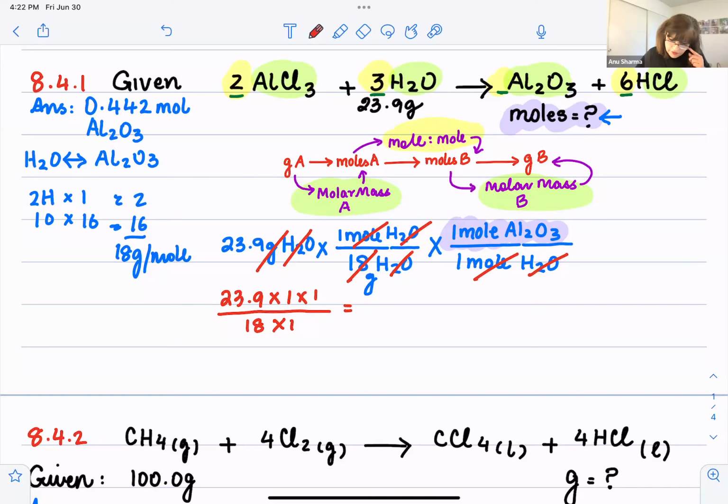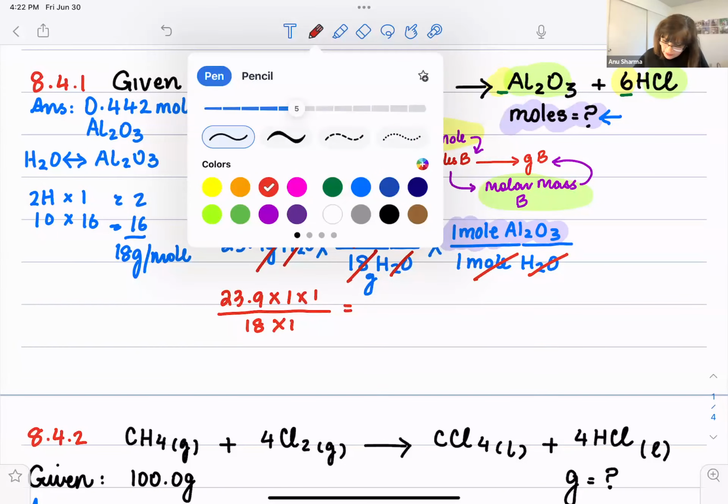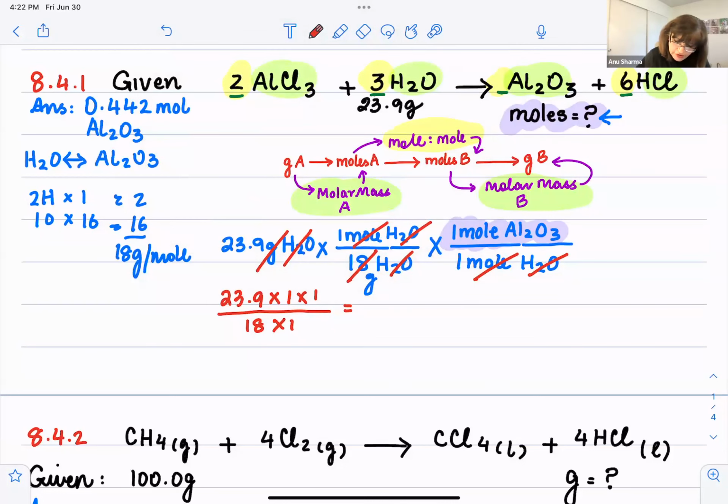Wait a minute. Oh, sorry, I made a mistake here. Sorry about that. It's not 1 mole, it's actually 3 moles of water. So discard what I said previously. So 3 moles of water. This is going to be 18 times 3. 18 times 3 is 54. So 23.9 divided by 54.